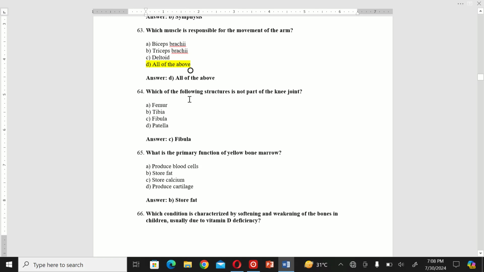The next MCQ is which of the following structures is not part of the knee joint? A. Femur, B. Tibia, C. Fibula, and D. Patella. So the correct option is C.